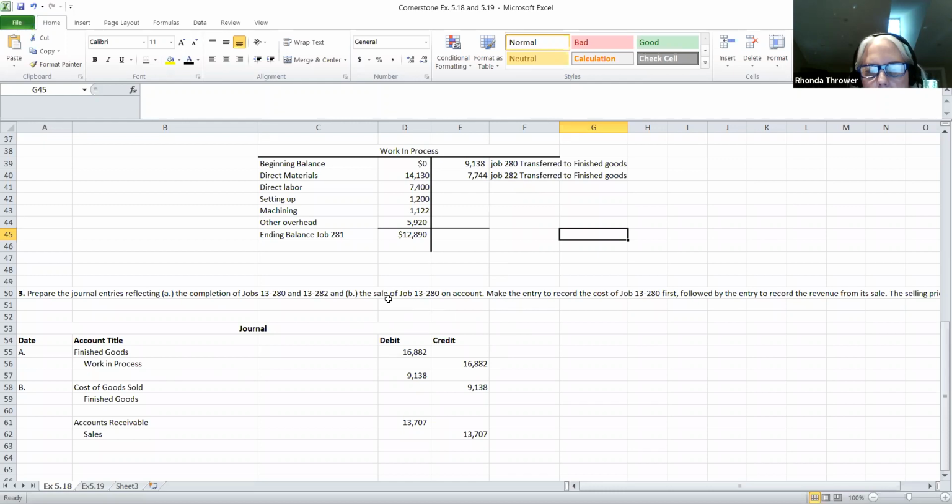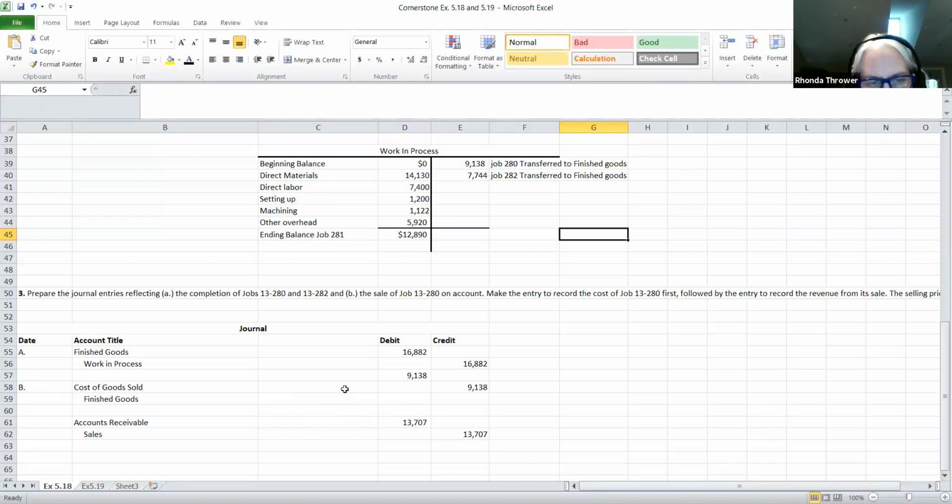Then in B, they told you that you sold job number 280 on account. Remember, this job we transferred to finished goods is now sold. And they want you to make the entry of the cost of that job first, which is kind of reverse of what I taught you in principles. Usually we put this transaction first and then this transaction second. I don't know why in this textbook they do that. It doesn't make any difference in reality. These are just kind of out of order from what you've been taught previously.